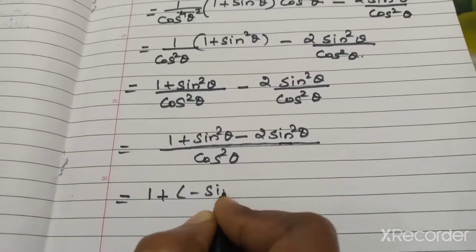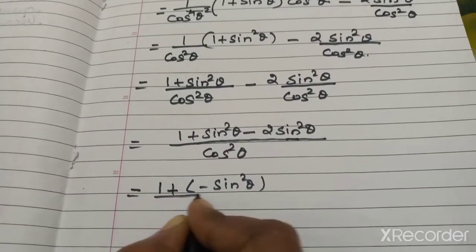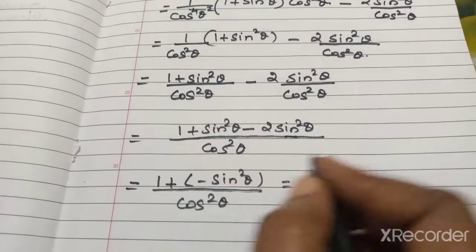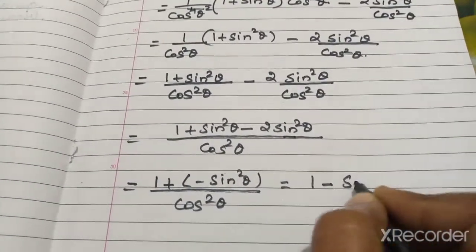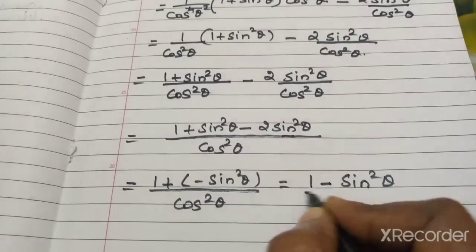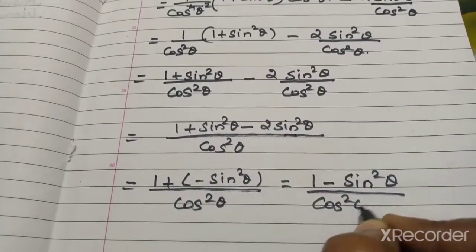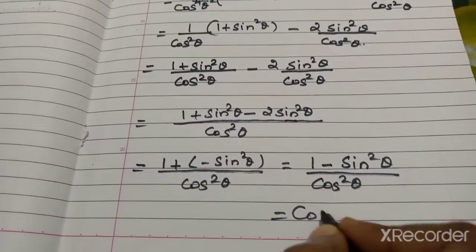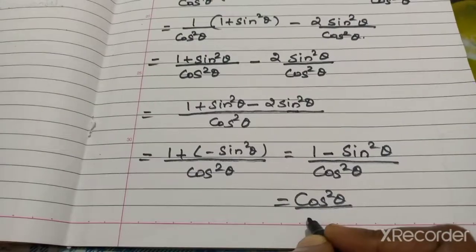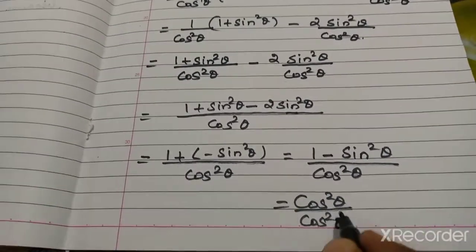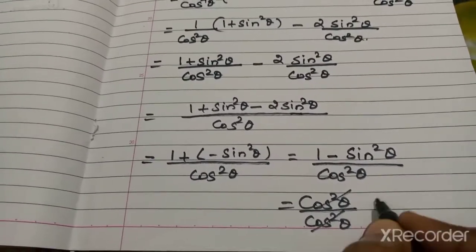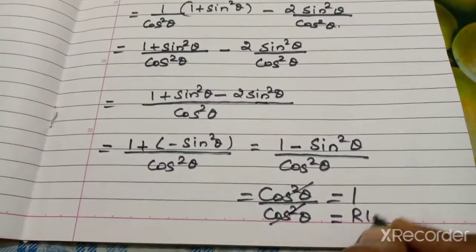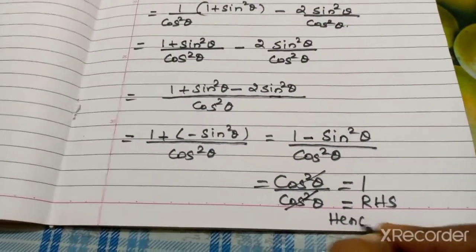minus sine square theta by cos square theta, which can be written here, plus into minus is minus, okay, 1 minus sine square theta by cos square theta. What is 1 minus sine square theta? Cos square theta, okay, cos square theta by denominator as it is, cos square theta. Now it can be cancelled, which is equal to 1, which is equal to RHS, hence proved, okay, hence proved.